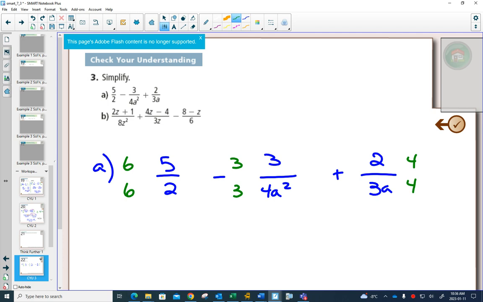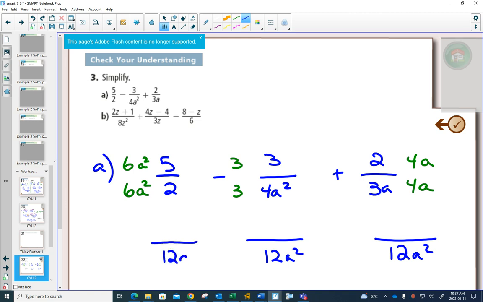Next, I look at my variables. This one has no variables. This one has a squared. This one has a. So I'm going to need an a squared in the first one. The second one doesn't need any more, but the third one needs an a. Because now, just looking at my denominators, this will be a 12a squared. This one will be a 12a squared. And this one will be a 12a squared. So minus sign there, still plus sign there. When I multiply my numerators, I have 30a squared minus 9 plus 8a.